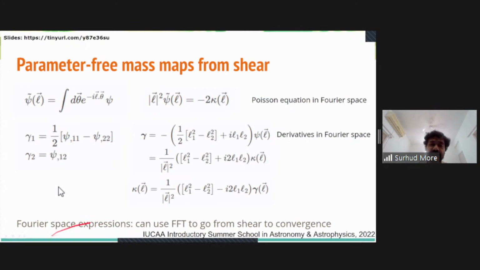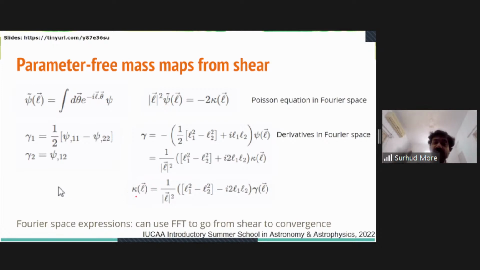Okay? And you can also see there are many similarities between the two, right? Except for this plus I going to minus I, there is no difference between these two equations when going from one to the other, right? Kappa to gamma and gamma to kappa. Okay? So this also helps us to write down what is finally the equation going to be for kappa. So if you have computed the shear in the Fourier domain, you apply these equations, you can get the convergence in the Fourier domain.